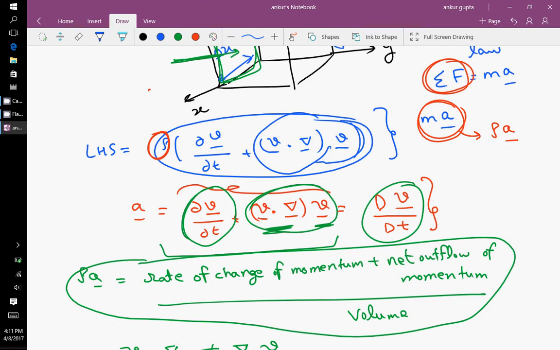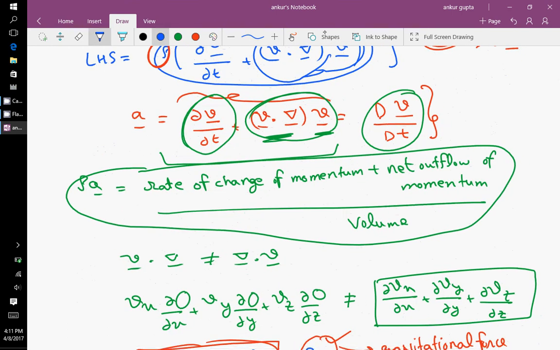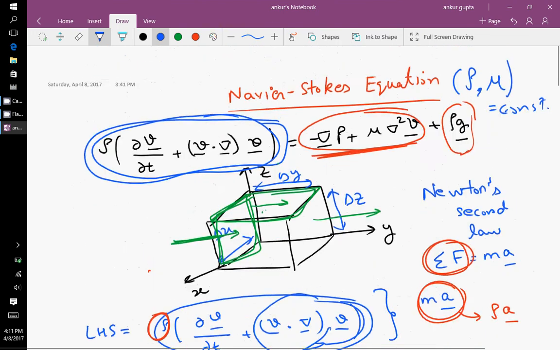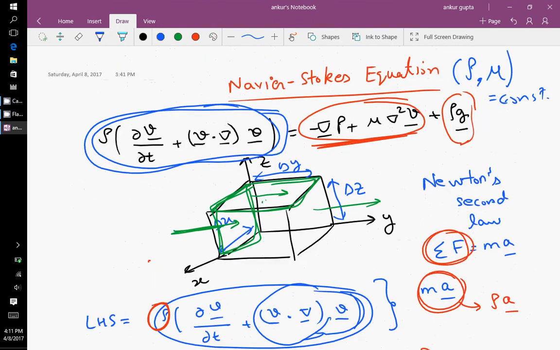So again, go back and derive each term in one direction, which is the x direction, and then you can generalize this. We also made a side note that v dot del is not equal to del dot v. This was the left hand side of the Navier-Stokes equation. In the right hand side, we had rho g vector as the mass times gravity per unit volume. So that's just a body force.